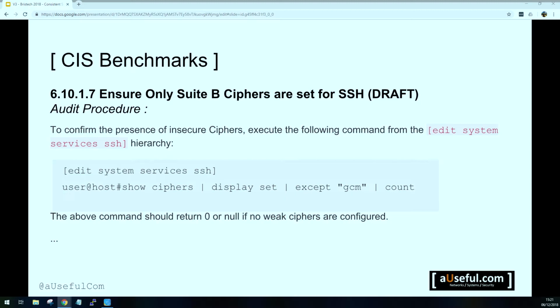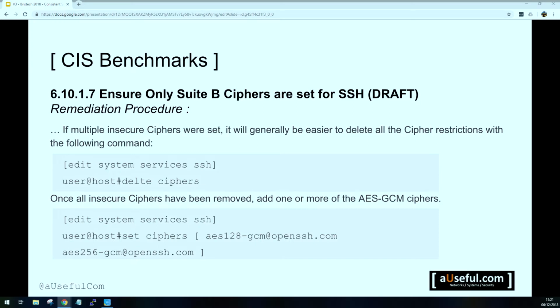Because we're checking the same basic thing, but for a different setting, the audit is pretty much exactly the same as the last one we saw. It's just the result will be a bit stricter. And again, the remediation is going to be very similar. So we're going to tell you how to delete your unsuitable ciphers and how to set just the list of ciphers that we're interested in.